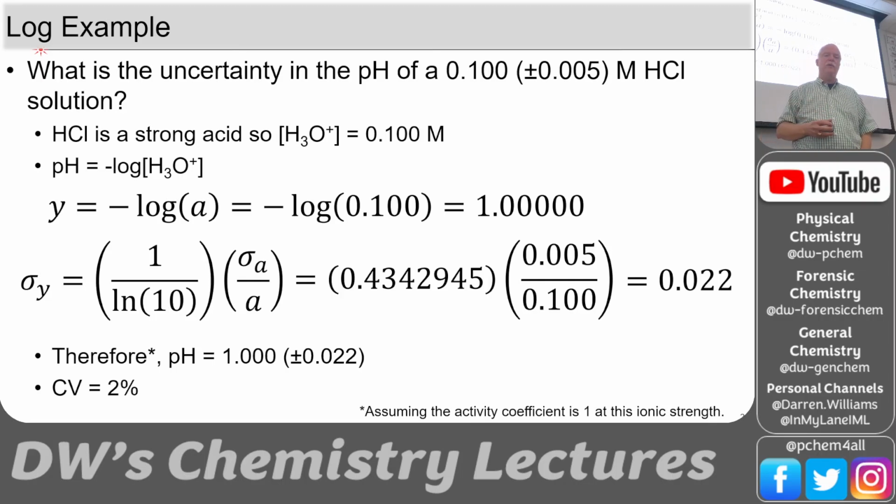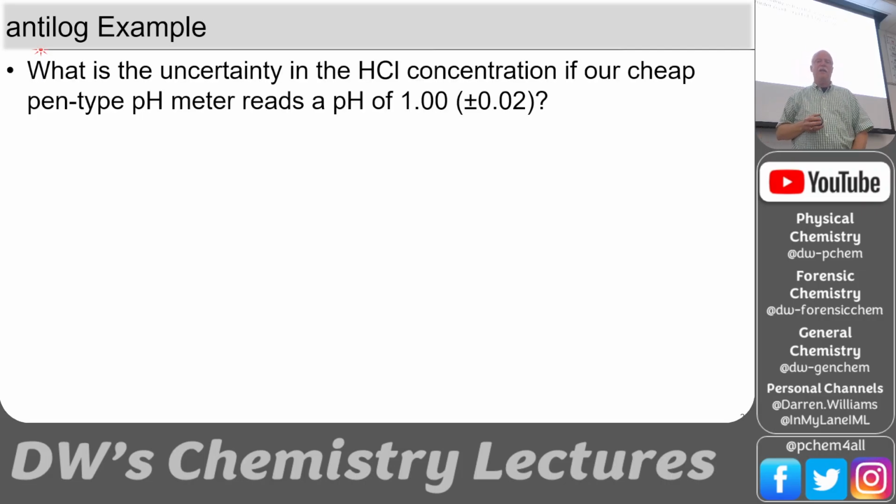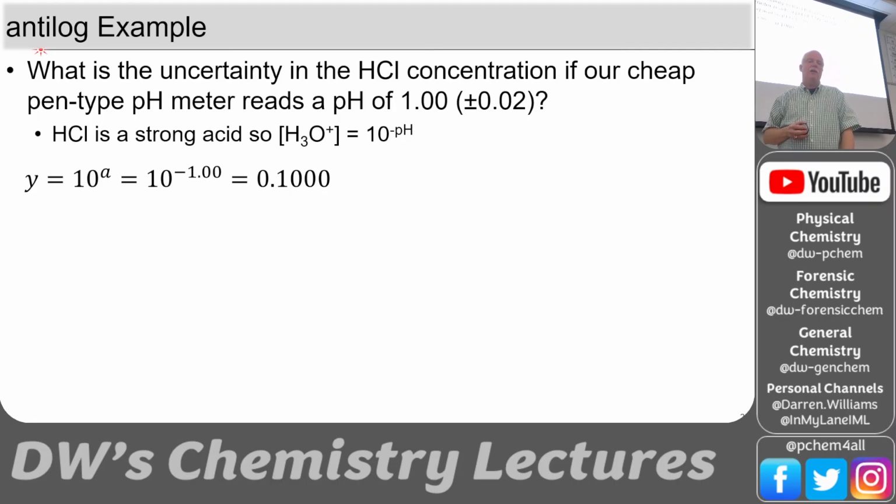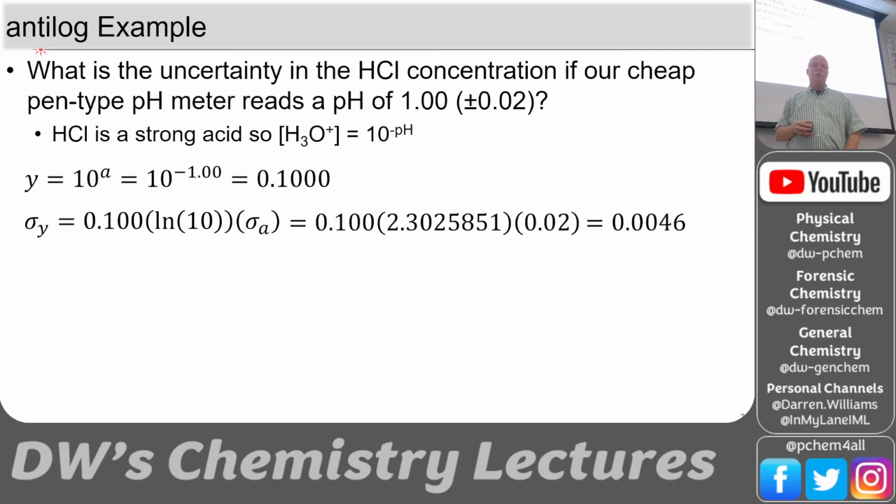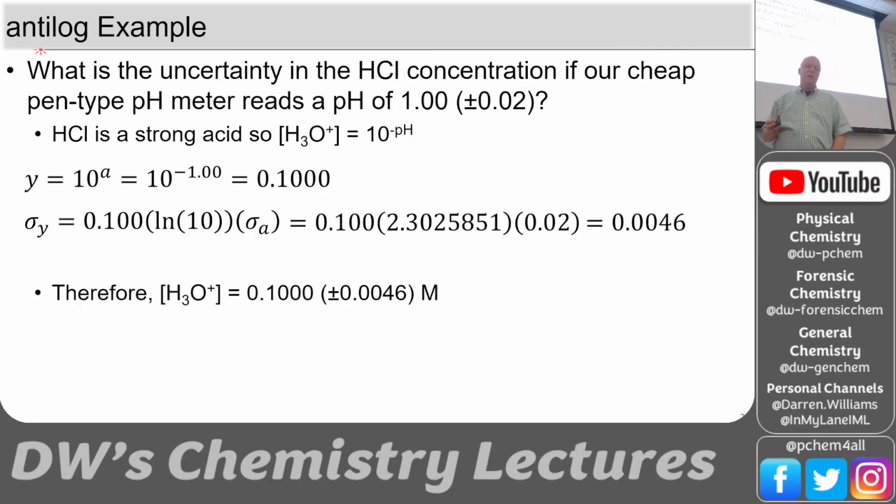So here's a log example. You have to take into account that log base 10 conversion. And there you have it. And then the anti-log example. What if we use our pH pen and we measure a pH of 1 plus or minus 0.02, not 0.002. Here's our calculation of the concentration of HCl. It's 10 to the minus pH, so that's 0.1. And then here's the calculation from that uncertainty page with all those equations, doing the anti-log example. And so we end up with an uncertainty of 0.0046. So that's not too bad. Our uncertainty is 4.6%. So our cheap pH pen, plus or minus 5%, that's pretty good.